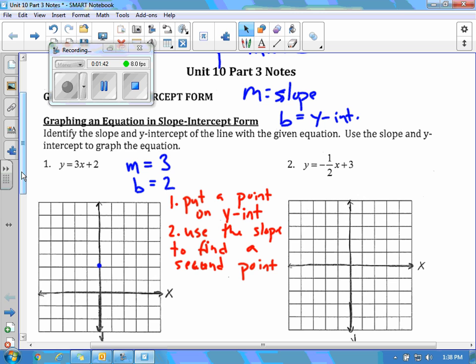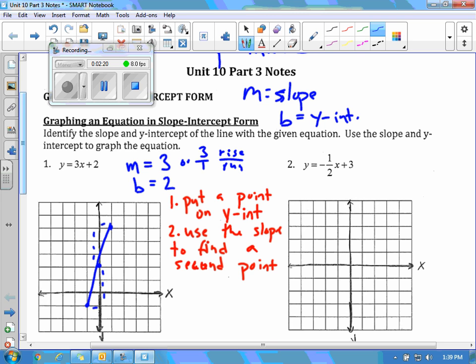After I put my first point, I need to use the slope to find the second point. My slope is 3. You might want to rewrite that as 3 over 1, just so we have it as rise over run. From my y-intercept, I'm going to count up 3 and over 1 and put a point right there. If I go up and to the right, I can always do the opposite as well, meaning I can go down 3 and 1 to the left and put a point there as well. Once I have those points, I can go ahead and graph my line.